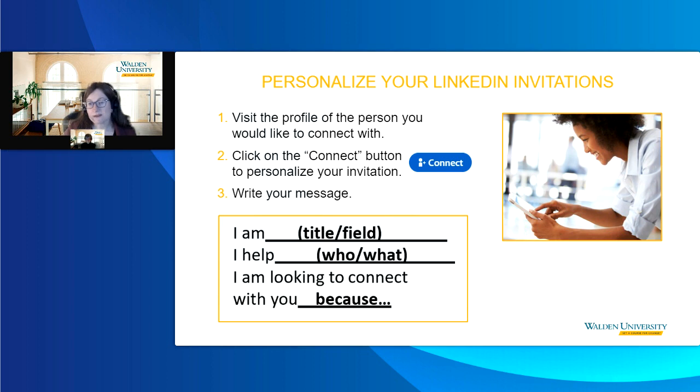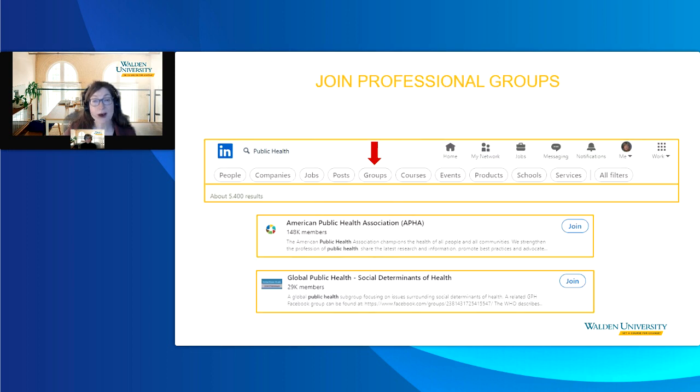And along with building individual connections, LinkedIn also has many groups that you can join to network with others. We encourage you to search for professional groups related to your academic program. And to search for groups, enter your criteria into the search box and select groups. So in this example, we used public health. And also, if you belong to a professional association, they probably have a LinkedIn group. When you search for particular groups to join, LinkedIn will also automatically recommend related groups as well.